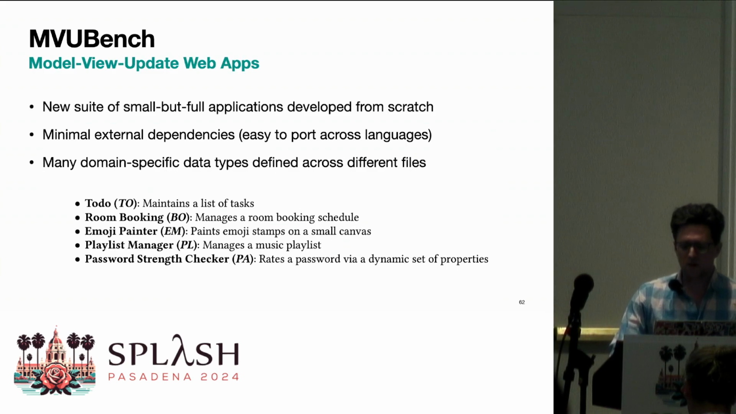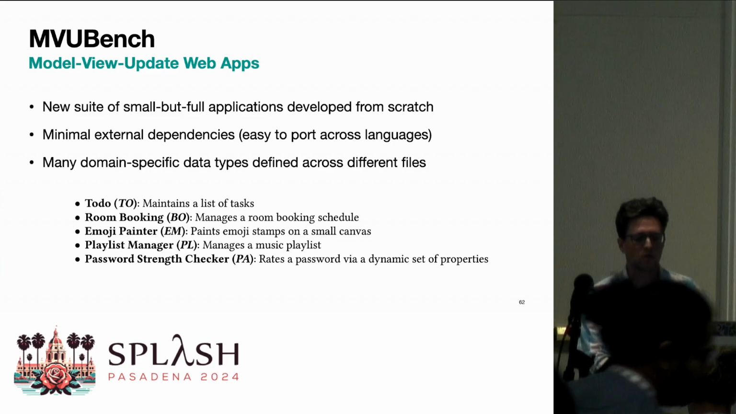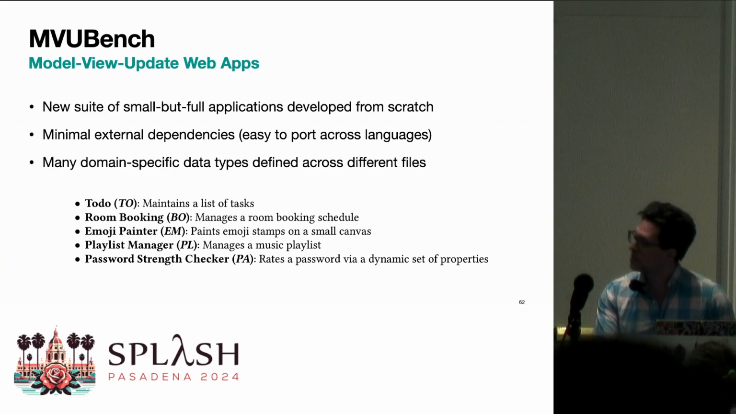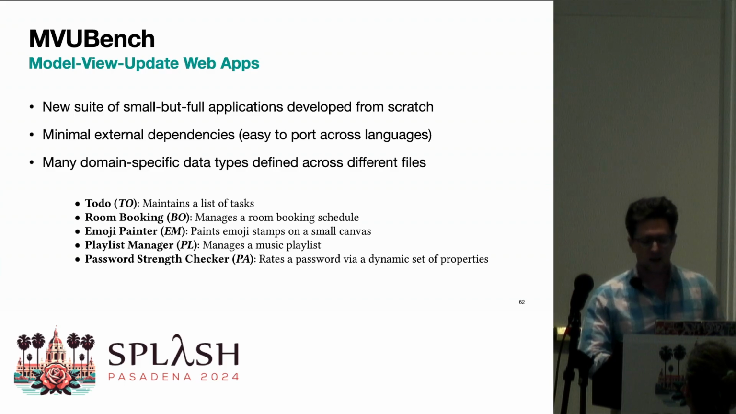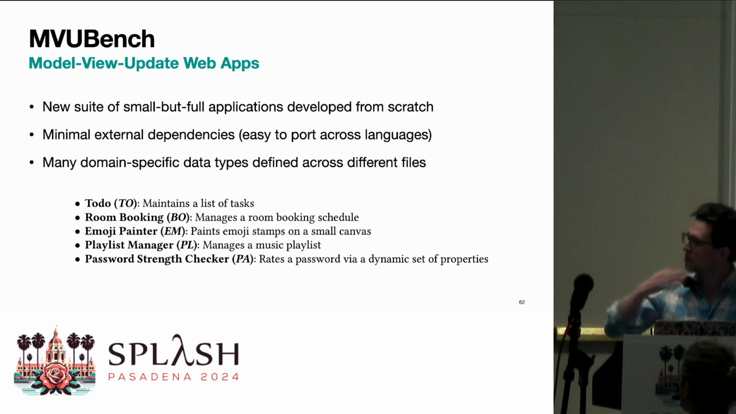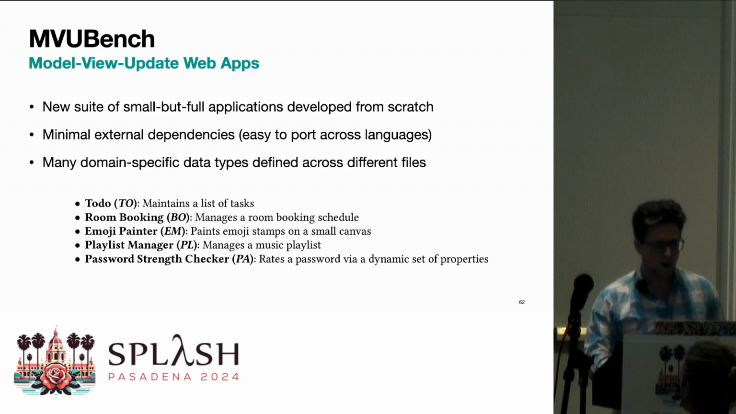So we ended up creating a new evaluation suite called MVUBench, which consists of a number of self-contained MVU applications which use many custom types and are easy to port across languages, as well as the to-do example we started out with and the emoji painter that we used as a running example. There are a couple others listed there.